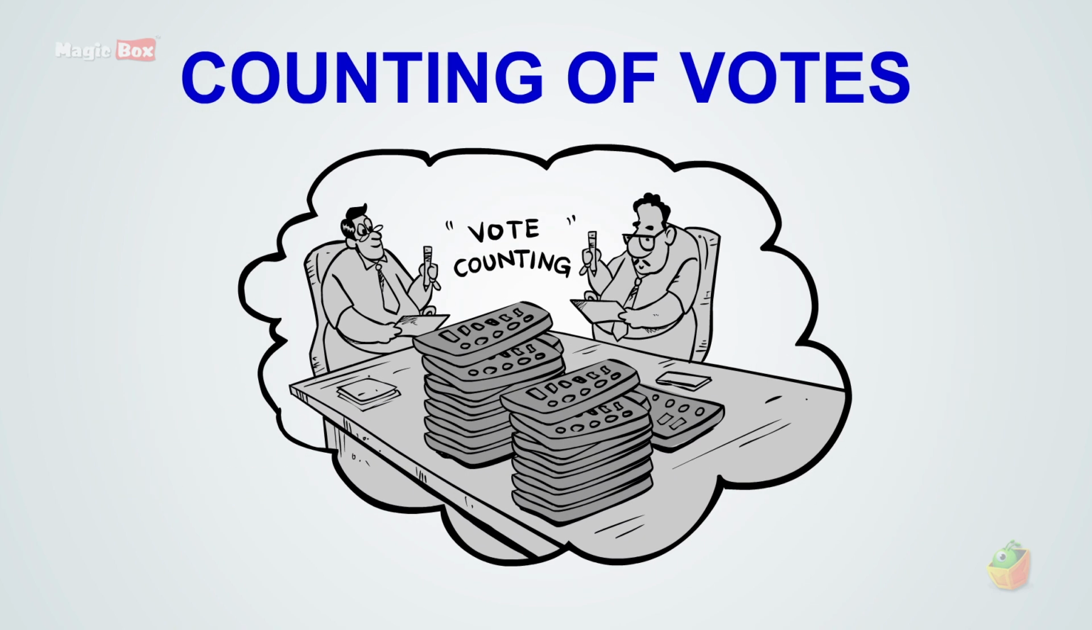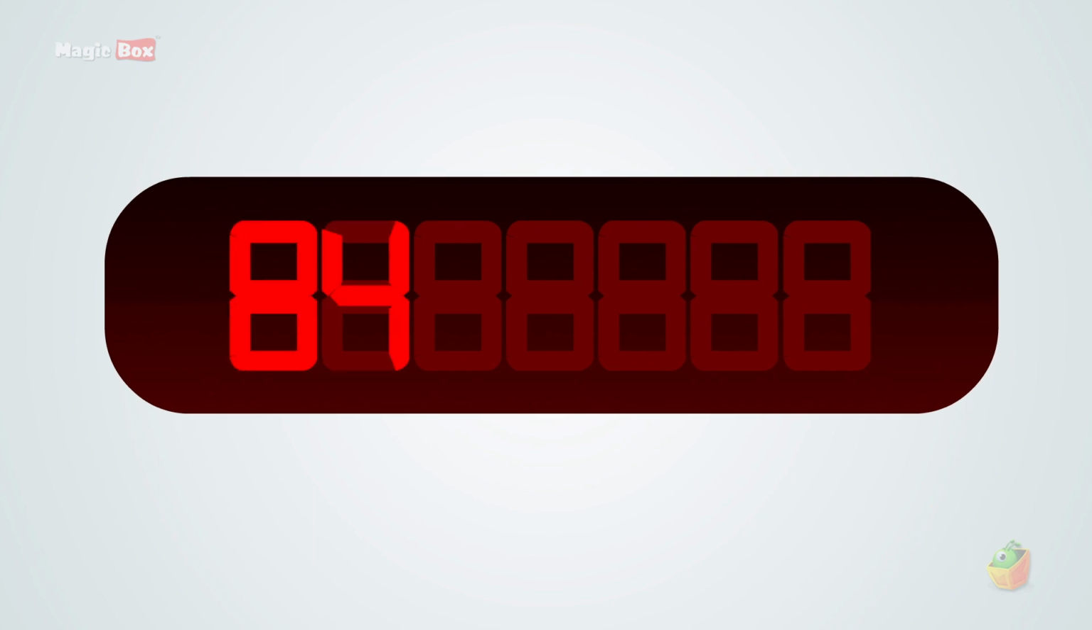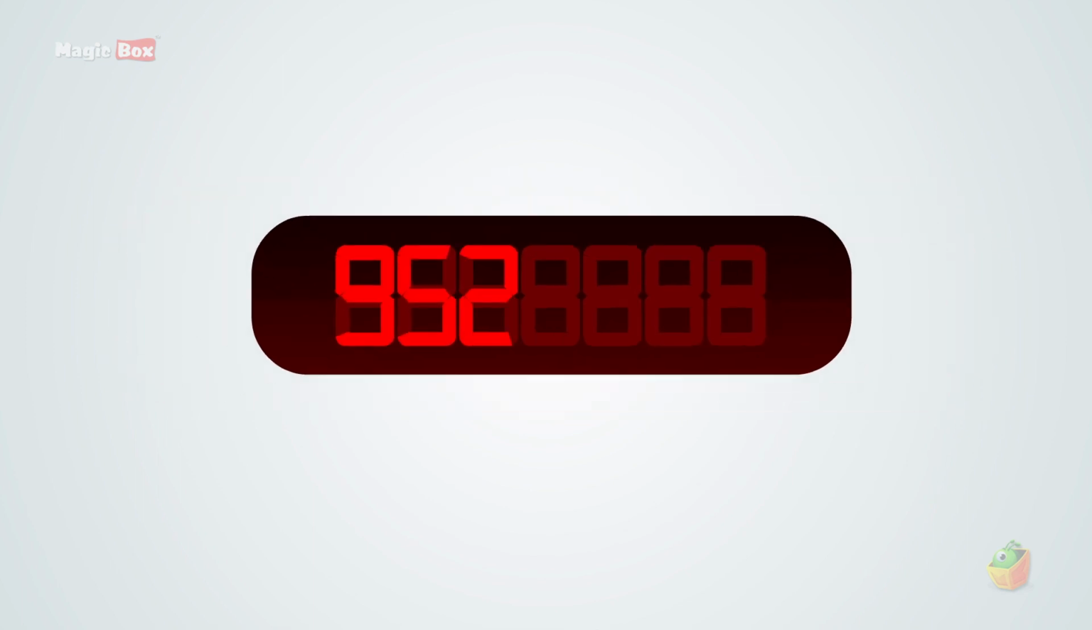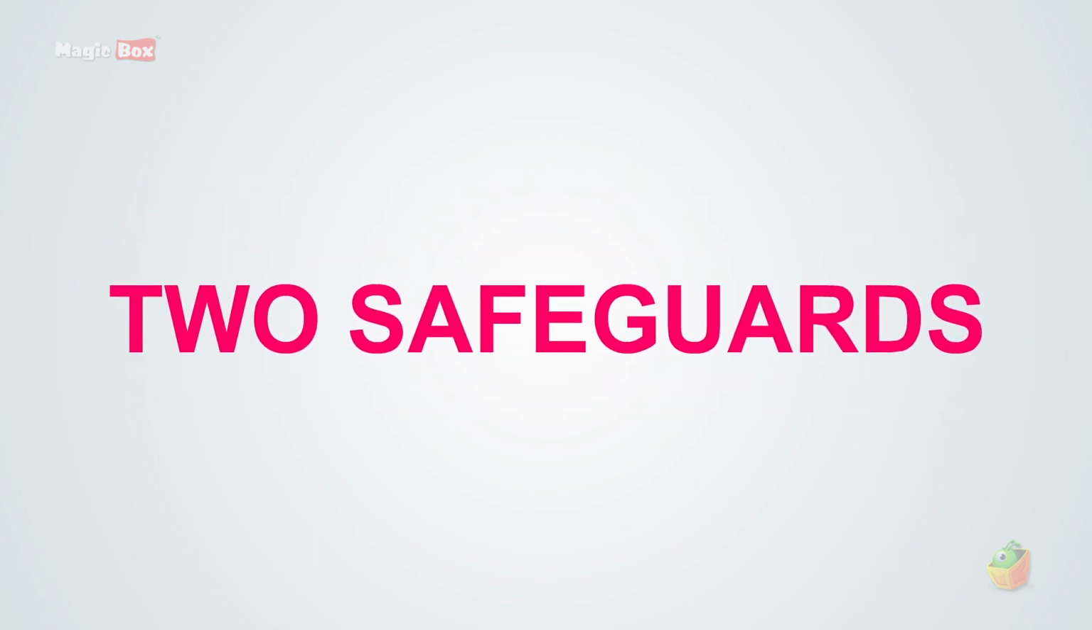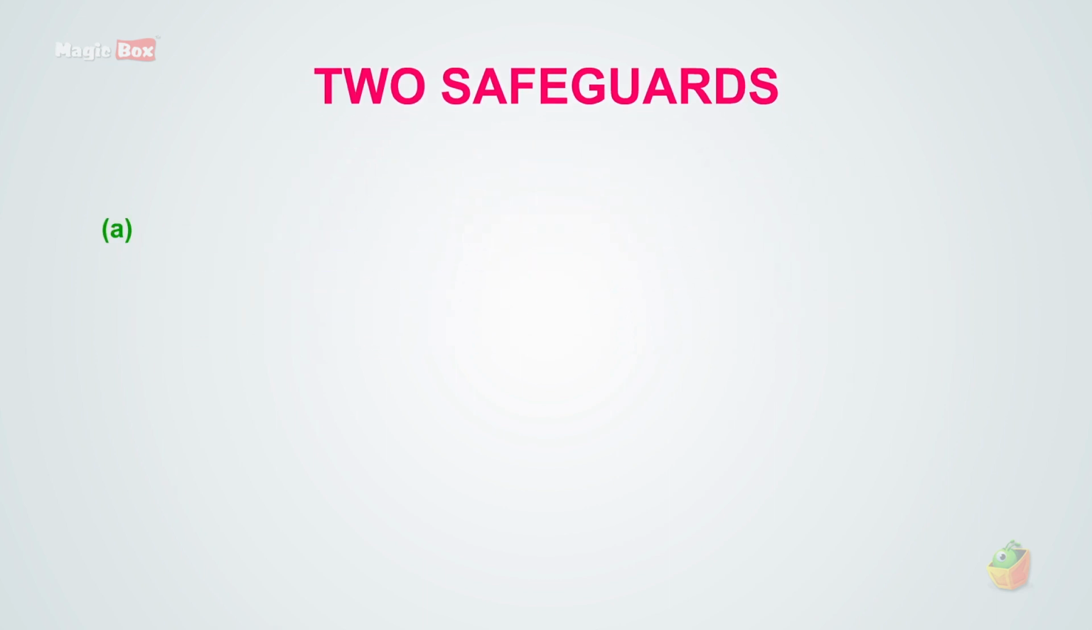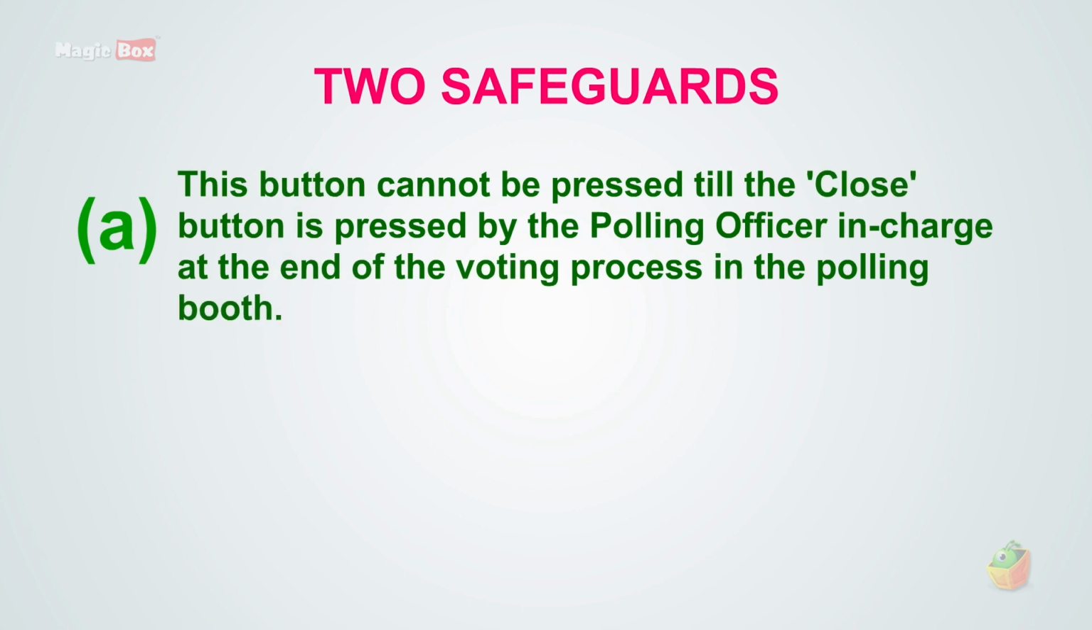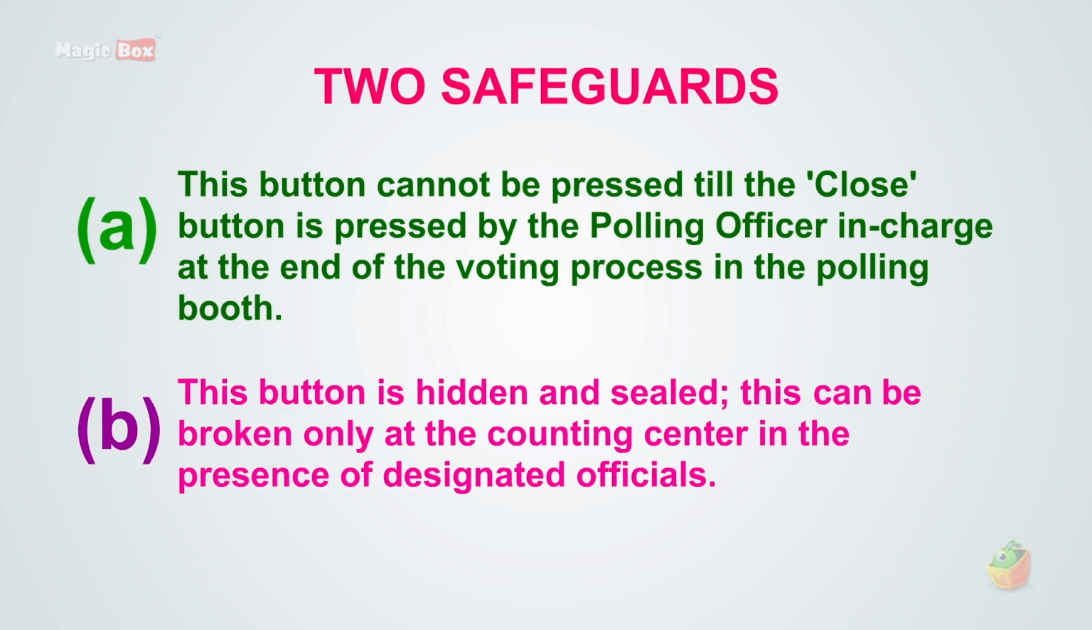During the counting of votes, the results are displayed by pressing the result button. There are two safeguards to prevent the result button from being pressed before the counting of votes officially begins. A. This button cannot be pressed till the close button is pressed by the polling officer in charge at the end of the voting process in the polling booth. B. This button is hidden and sealed. This can be broken only at the counting center in the presence of designated officials.